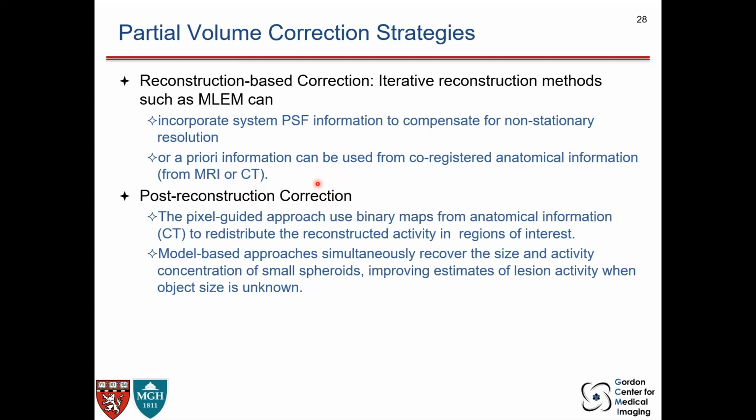And for post-reconstruction correction, typically what you do is that the pixel-guided approach uses binary maps from CT to redistribute the reconstructed activity in the regions of interest. So basically, you are trying to compensate for what you have lost due to the partial volume effect here. And model-based approaches simultaneously recover the size and the activity concentration of small regions of interest, small features in the image, improving estimation of lesion activity when the object size is not necessarily known.